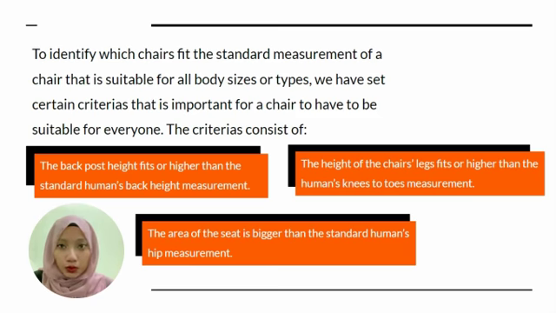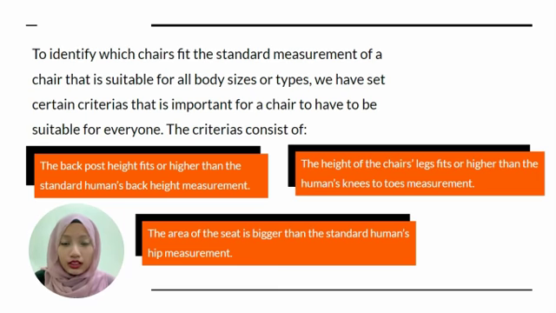Based on this measurement, we can see that each chair has different lengths and different heights for their chair measurement. And from this measurement, we want to see which one suits the standard chair measurement the most. To identify which chairs fit the standard measurement of a chair the most, that is suitable for all body types and sizes, we have set certain criteria for the chairs to meet, since it is important for the chair to be suitable for everyone. And the criteria consists of 3.